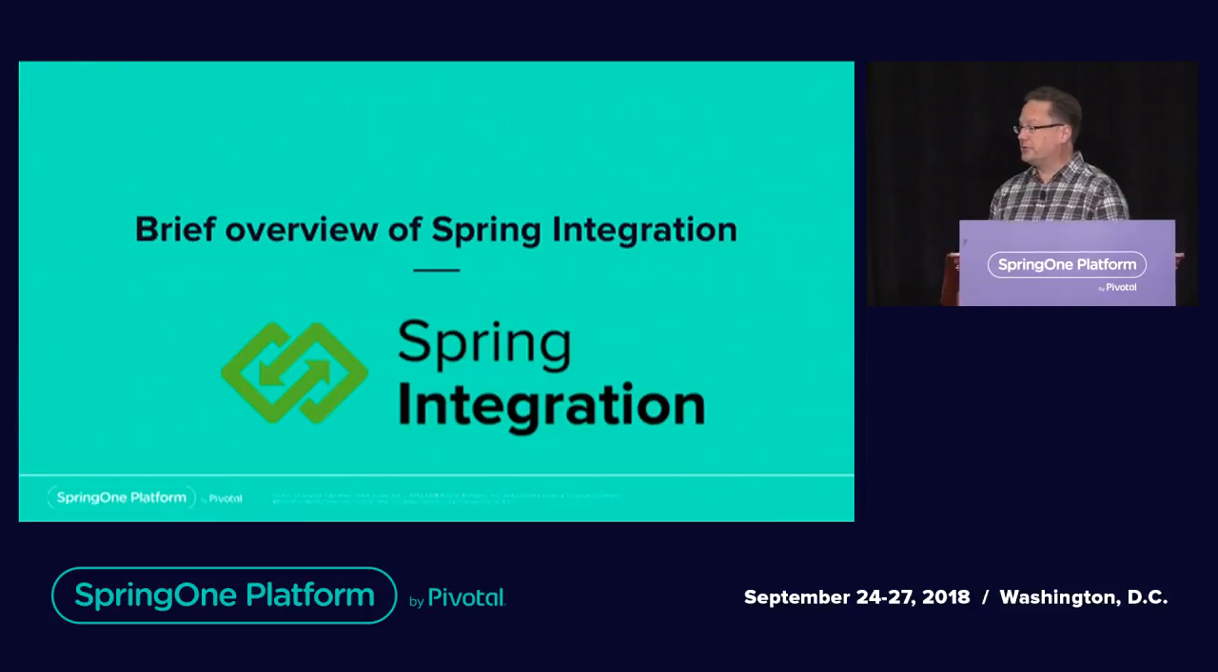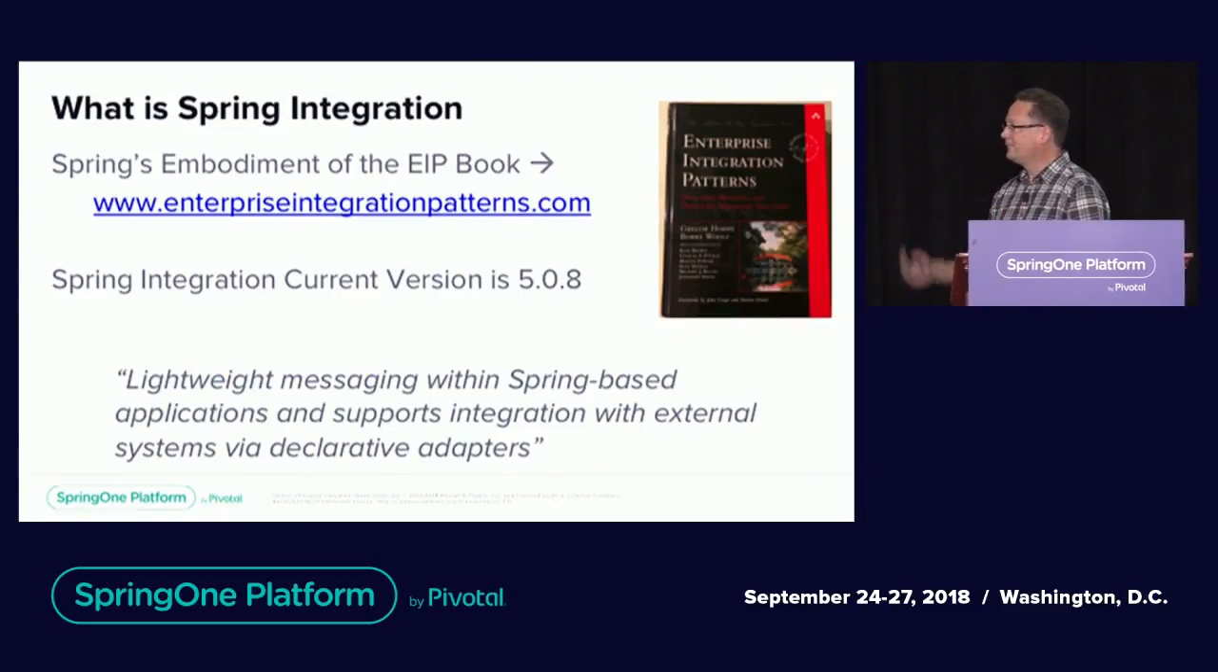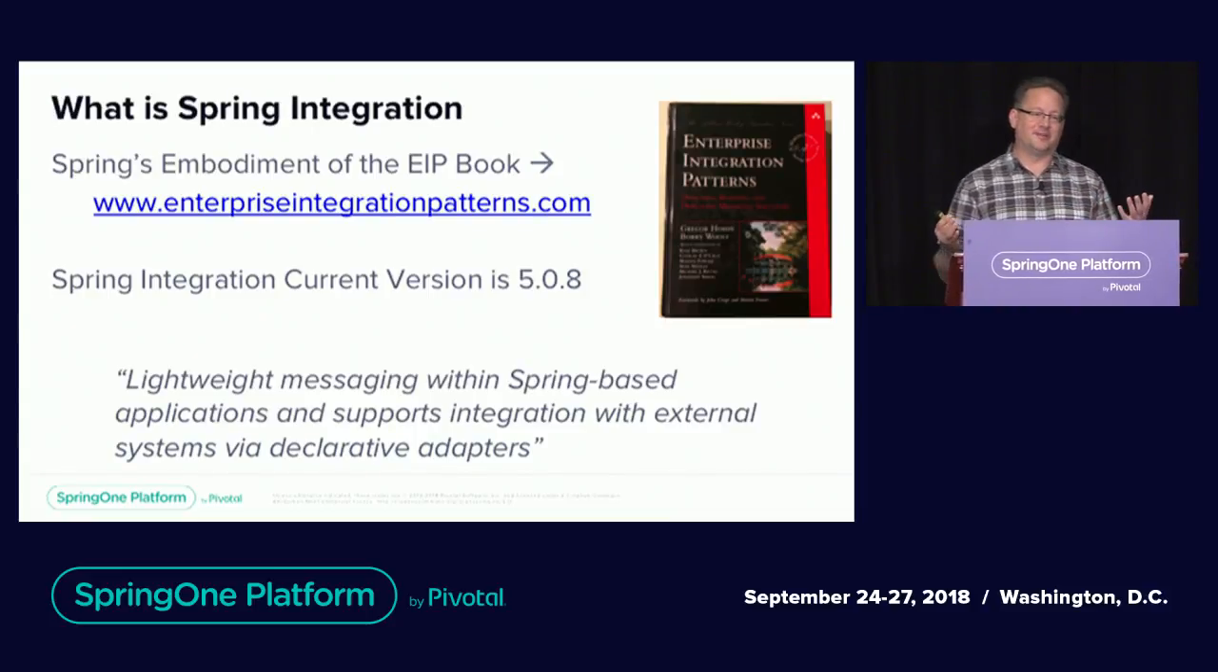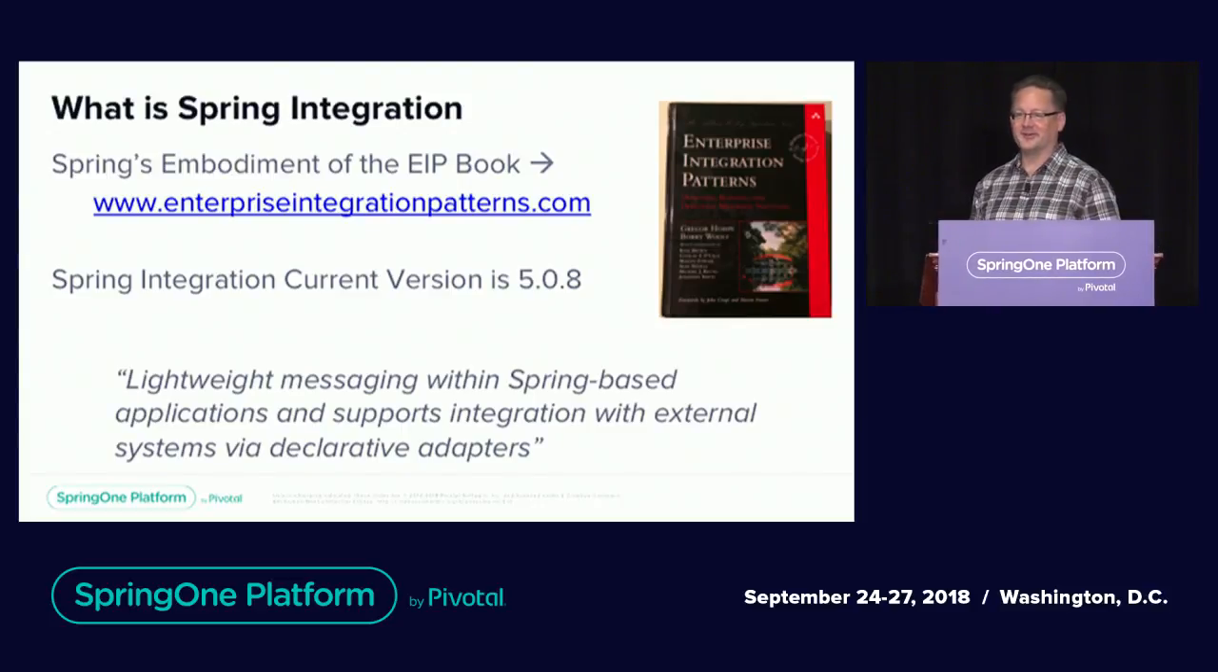All right, so let's get into a brief overview of Spring Integration, just in case. This is the Patterns book, the book on where Spring Integration came from. It's a great book to go read, and if you are a Spring Integration person, you probably already have this on your shelf. The current version is 5.8. I think they just made a GA release just for SpringOne here, so go get that current version. That's what I'm using in this example.